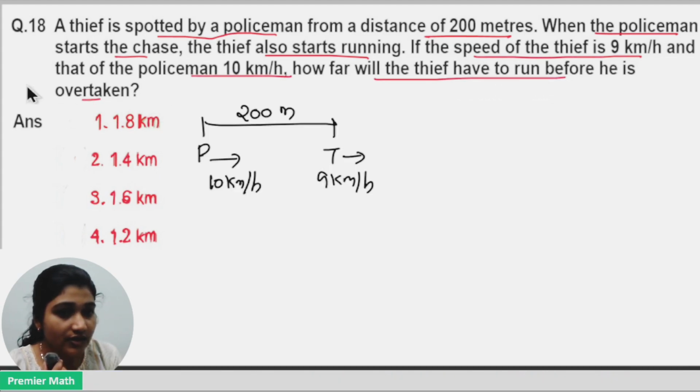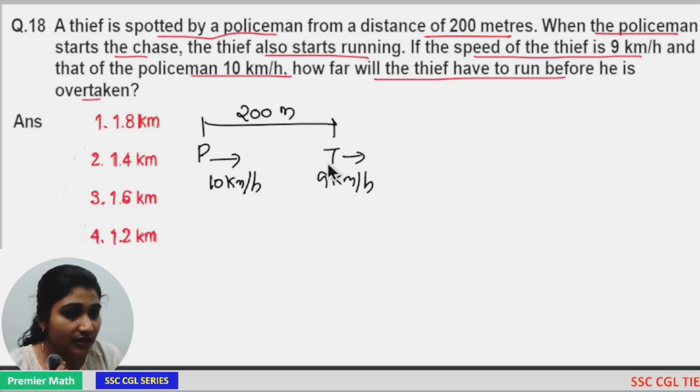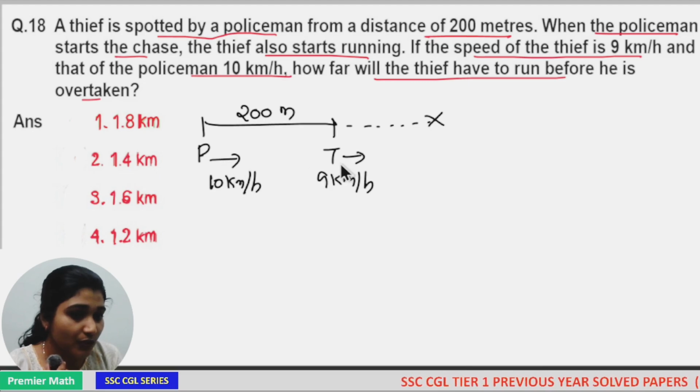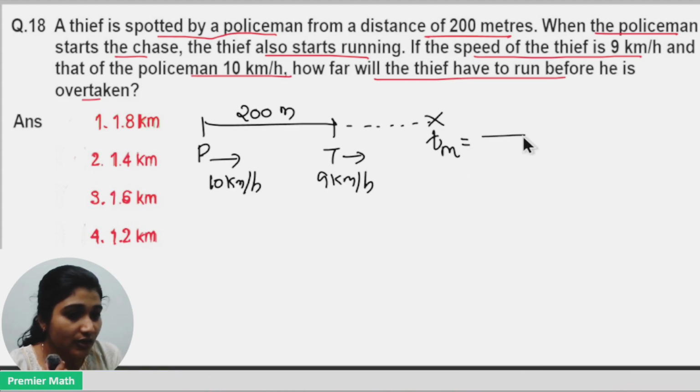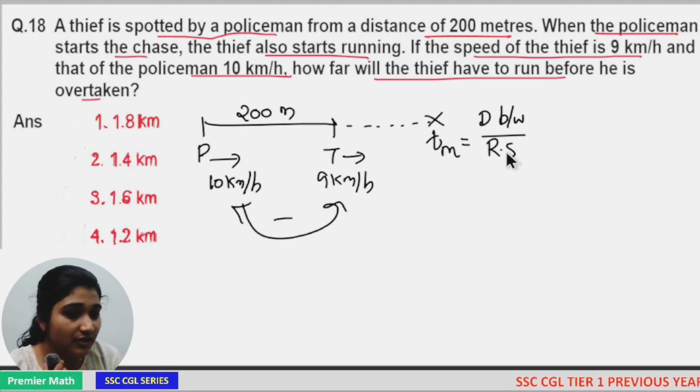Here, the initial distance between the police and the thief was 200 meters. When the police start the chase, the thief starts running, and at a certain distance, the police will catch the thief. The time taken by the police to catch the thief is equal to the time of meet, which is the initial distance between them divided by their relative speed. Relative speed means both are running in the same direction, so the difference between their speeds is the relative speed.